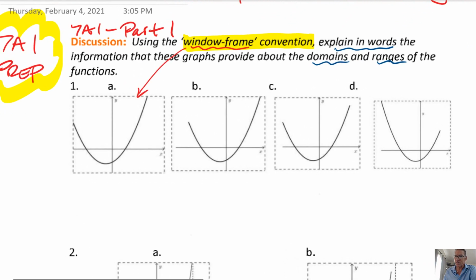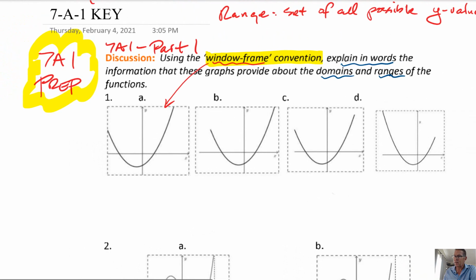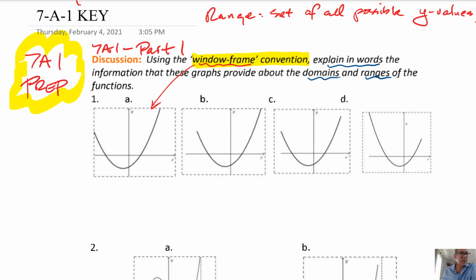Let me expand the graph here so we can see them a little bit better. Okay, so here we go. Window frame. This window frame is this dotted line, first of all. I'm not going to do this every single time, but it's this dotted line. The function may hit the window frame and it may not, and it means something different when it hits it and when it doesn't.